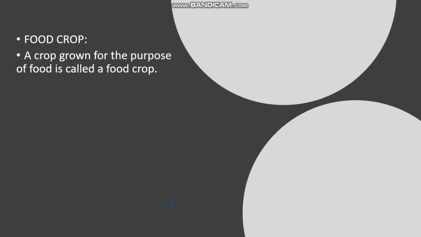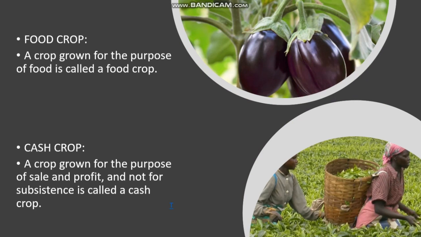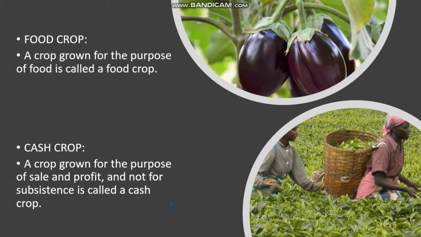Food crop. A crop grown for the purpose of food is called a food crop. Cash crop. A crop grown for the purpose of sale and profit and not for subsistence is called a cash crop.